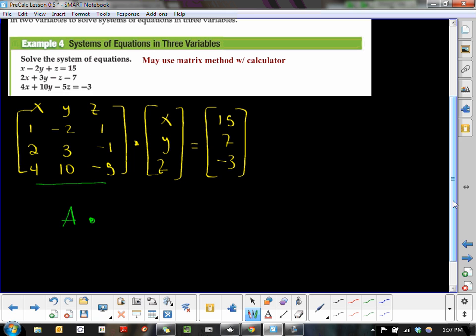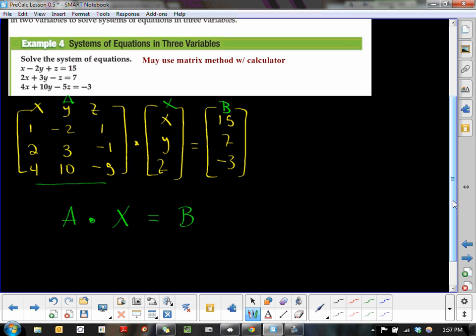A is the matrix we're going to multiply times our variable matrix, and a lot of times we represent the variable matrix with the variable X, and that's going to equal, and most of the time we'll replace our constant matrix with matrix B. So basically I'm naming this matrix A, this is matrix X, and this is matrix B.